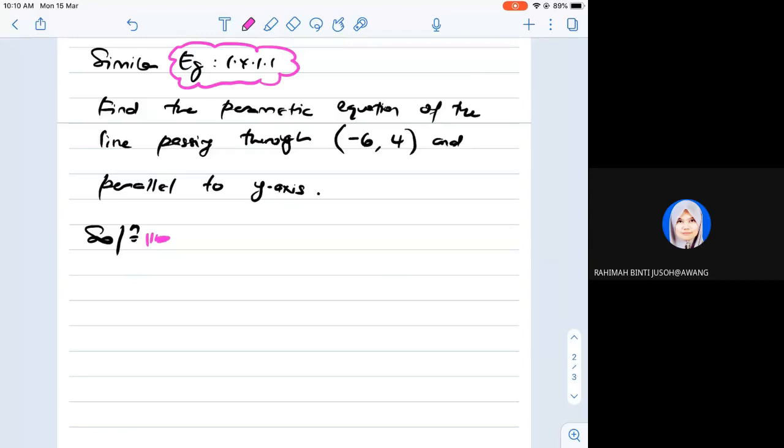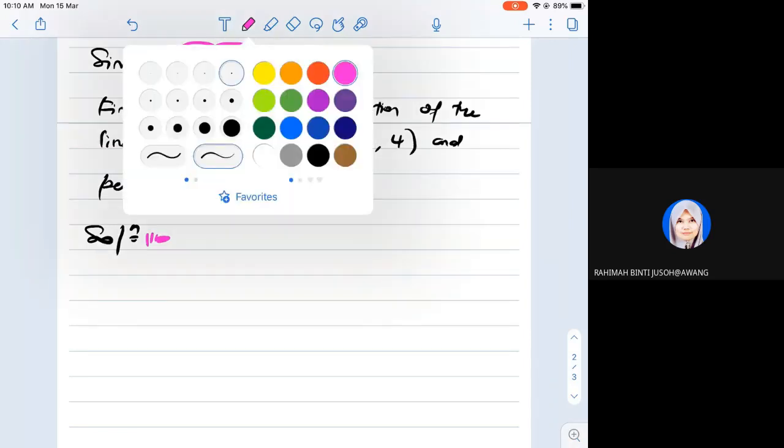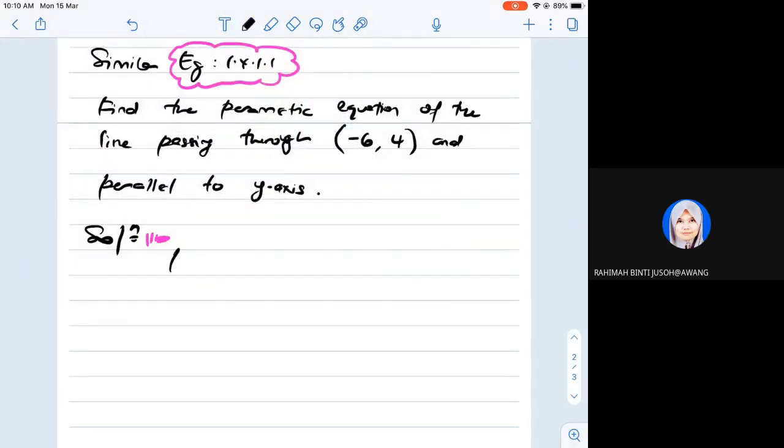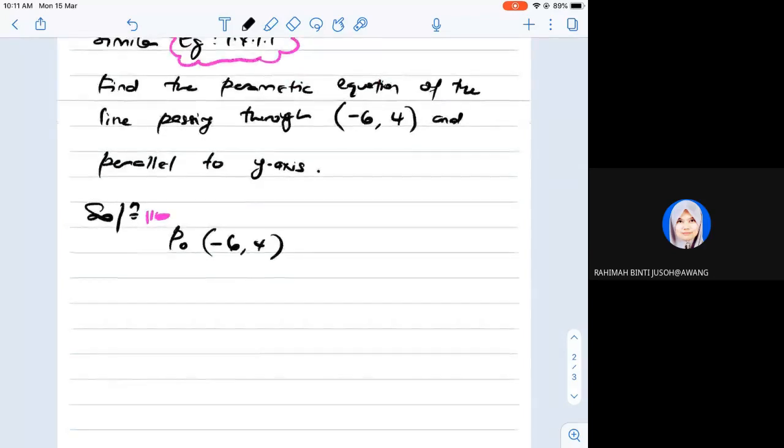For the equation of a line, first of all, we need to identify P naught. What is P naught in this case? Can you give me the P naught, the point? (-6, 4). Yes, (-6, 4). And then in order to find the equation of the line, highlight the keyword "line". We need to find the parallel vector V.